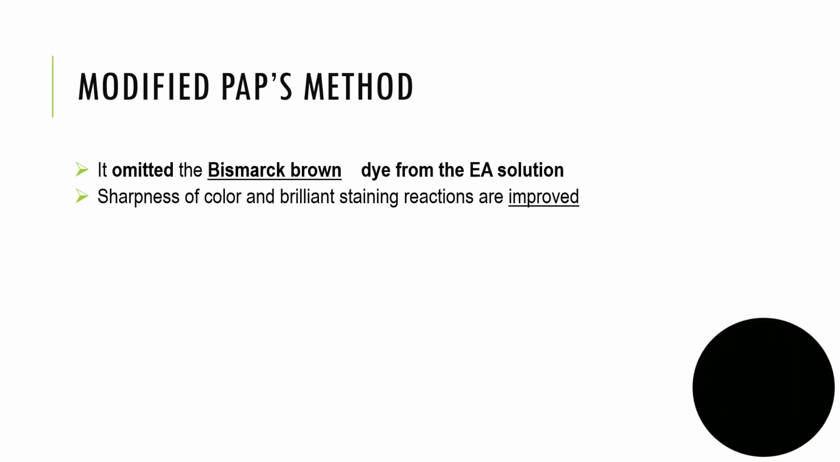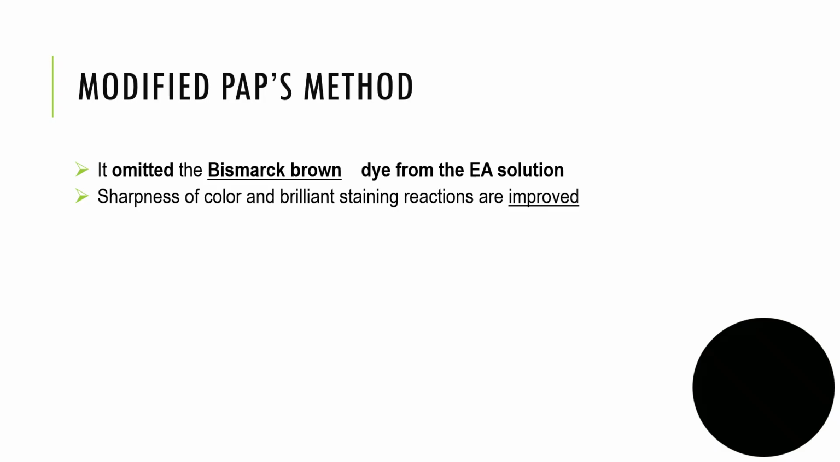The modified Papanicolaou method is a slight variation of the original Pap stain. The key modification is the omission of the Bismarck brown dye from the EA solution. What is the effect of this modification? The result is improved sharpness of color and more brilliant staining reactions overall. Bismarck brown has a muddy, brownish tone that can dull the clarity of other stain components. By removing it, you get crisper, more vivid colors that are easier to interpret.